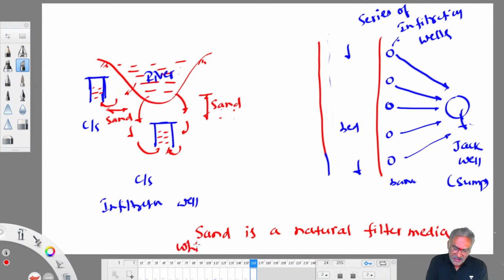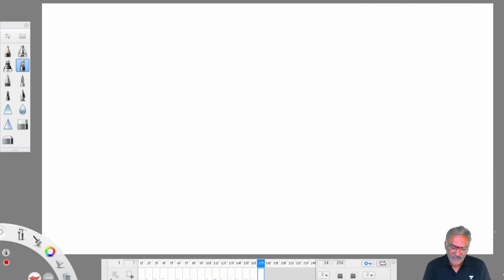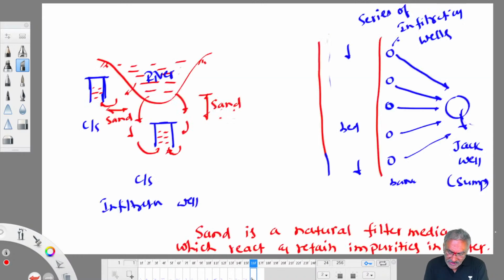So which react and retain impurities in water. Bad things present in water are retained by sand, yielding impurity-free water to the sump, otherwise that into the well or gallery. That's how it happens. Sometimes design of infiltration gallery is not required for this exam. In IAS conventional, sometimes they will ask. So this is about infiltration wells.